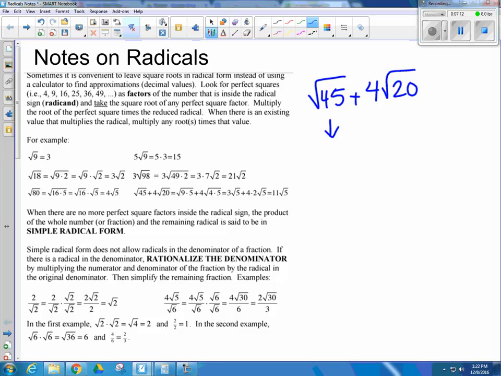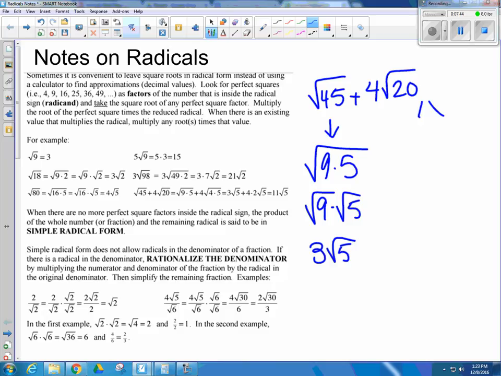So trying to think what goes into 45. Does 3 go into 45? I always start with, is it divisible by 2? Is it divisible by 3? No. 5 goes into 45, and that would be 5 times 9. 9's a perfect square. So I'll write it out like this. That's the square root of 9 times the square root of 5, so I can break them up. Square root of 9 is 3, and square root of 5 is just the square root of 5.